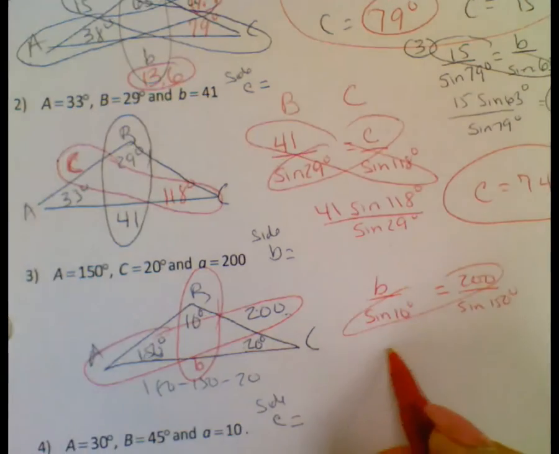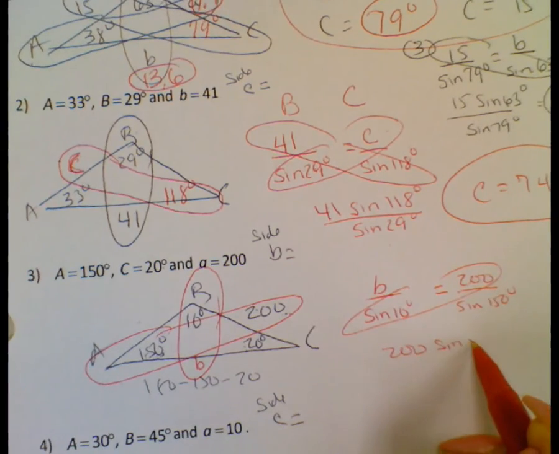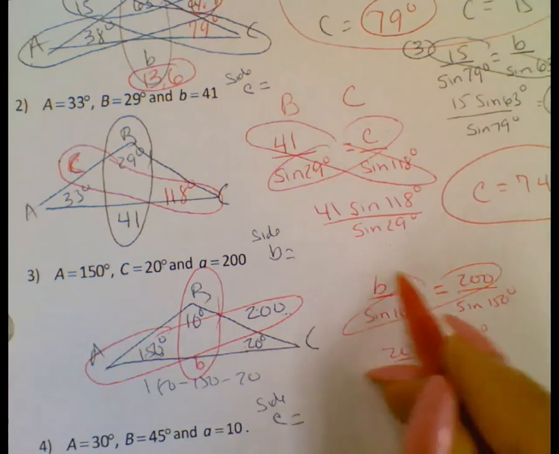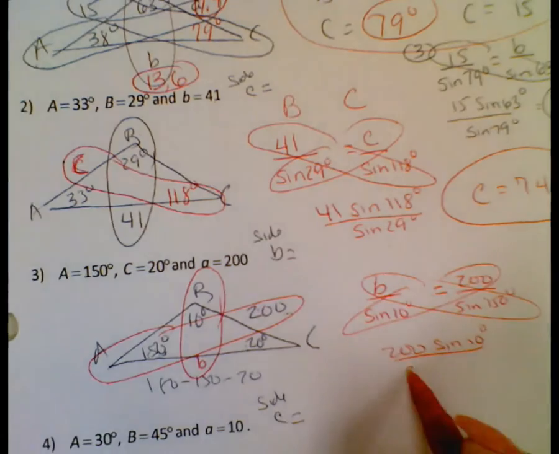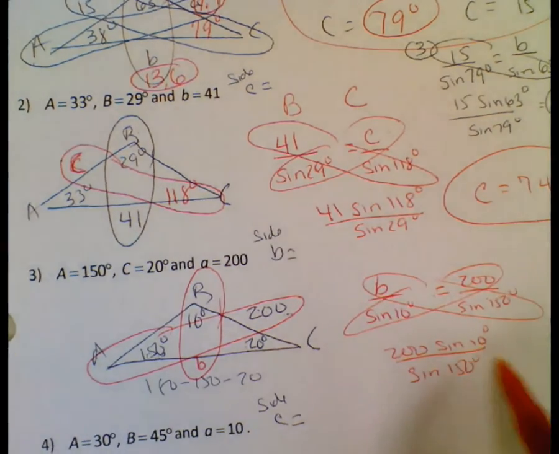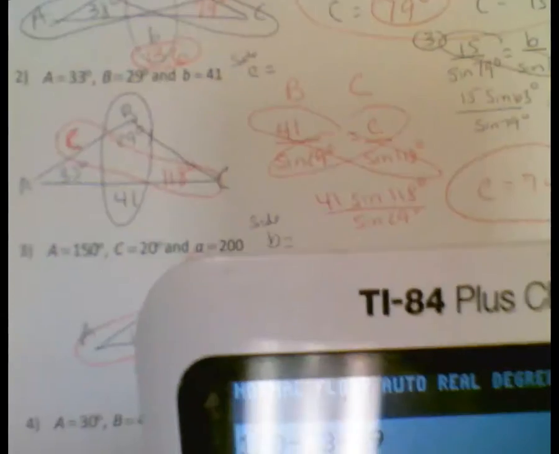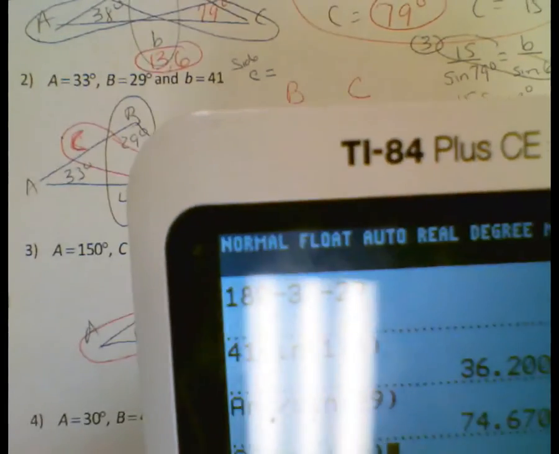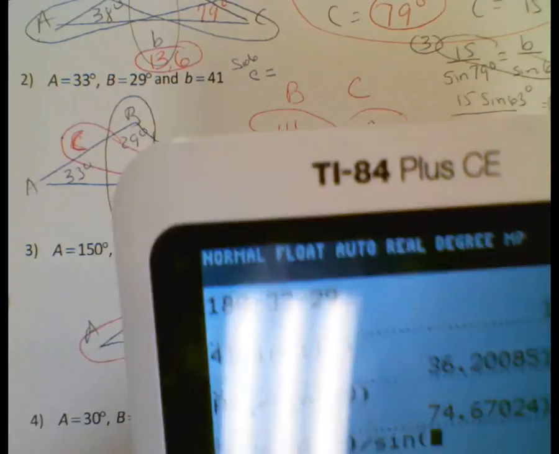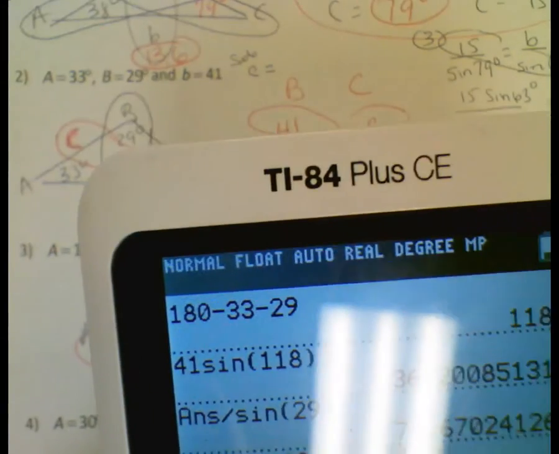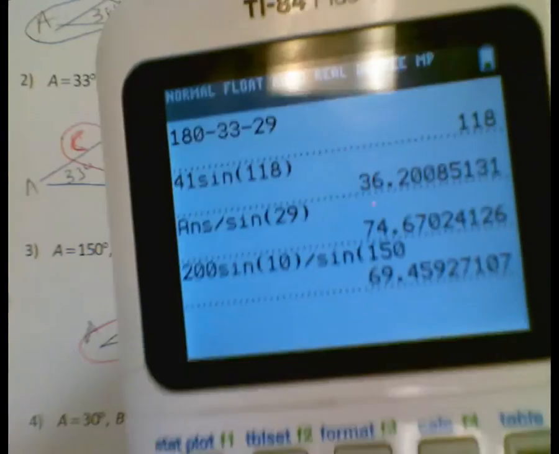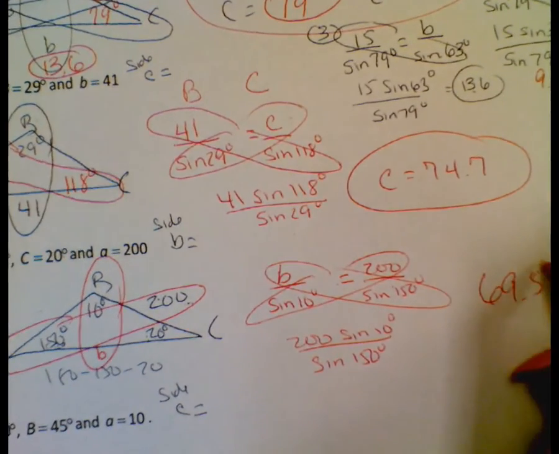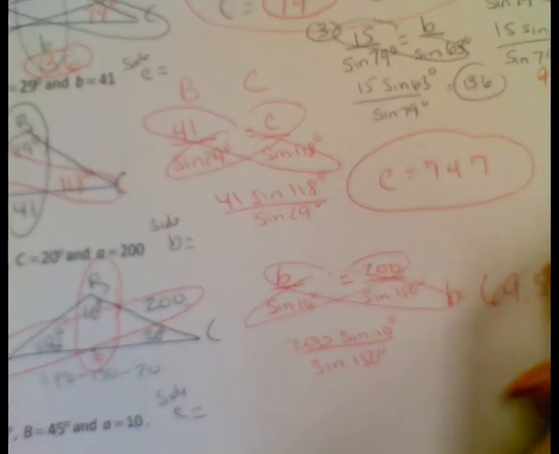Start by cross multiplying: 200 sine 10 divided by the one across from the letter, which is sine 150. 200 sine 10 divided by sine of 150. 69.5, looks like 69.5. So side B equals this.